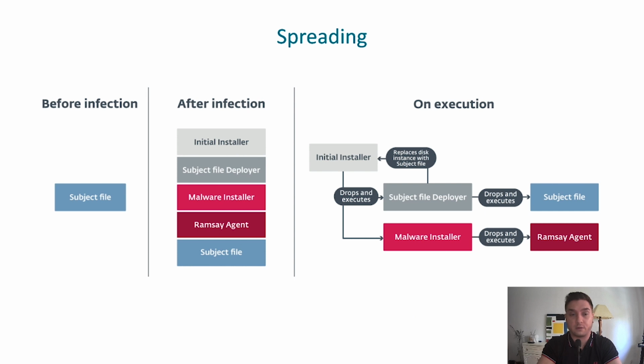So we have a file that wants to be infected, and a series of artifacts will be prepended to this file. These artifacts are an initial installer, a subject file deployer, a malware installer, and a Ramsay agent. The initial installer will deploy both the subject file deployer and the malware installer. The subject file deployer will be in charge of executing the original file, while the malware installer will execute the Ramsay agent.